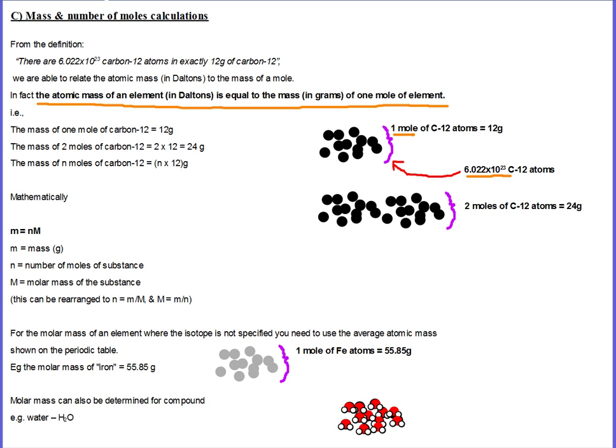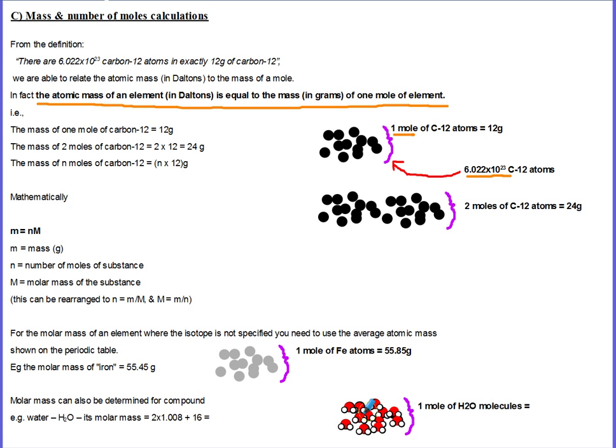But what about for a compound? Here I've got a mole of water. Here's my mole of water particles. How can we find the molar mass of water? Because it's not on the periodic table. Well, we can use our brains here. We can say, well, 1 mole of water molecules, if we look inside that, every water molecule's got 1 oxygen and 2 hydrogens.